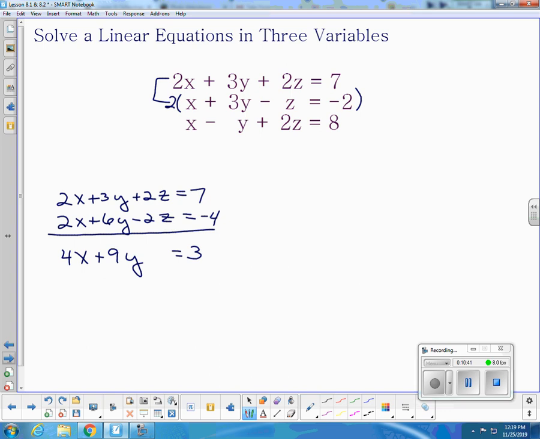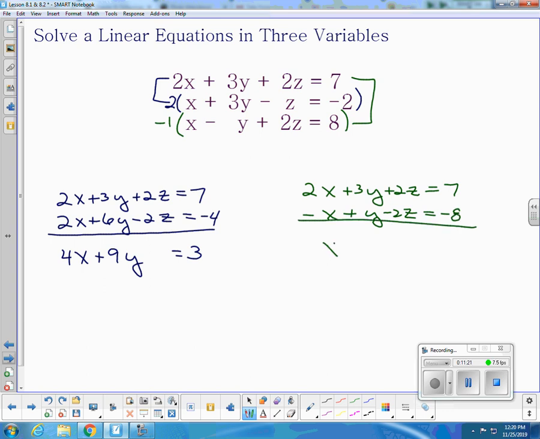Just multiply. Okay, now we have to pick 2 more equations, and we still need to get rid of the z. Let's do the top and the bottom, because it's going to be easy. What do you have to just multiply by -1? One of those guys? So let's multiply the bottom by -1. So the top is still 2x plus 3y plus 2z. And it does not matter, I could have done the bottom and the middle guy. Negative x plus y minus 2z equals -8. You get x plus 4y equals -1.